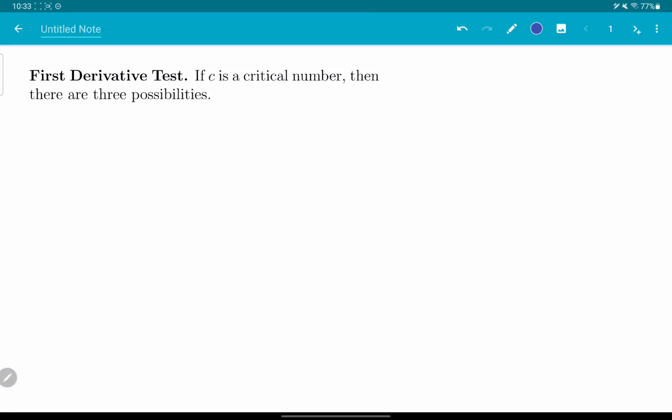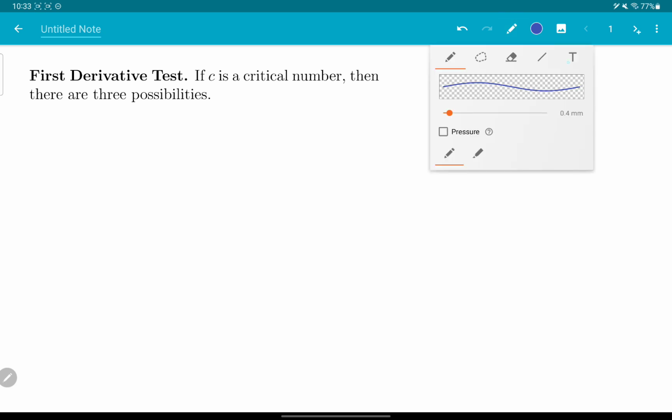Okay, so now we're going to start looking for local maxes and local mins, and we'll use the derivative to help us. So first derivative test, 3 possibilities if you have a critical number. So critical number, remember, it means that f prime is either 0 there or f prime does not exist, but c is still in the domain of f. So 3 possibilities.